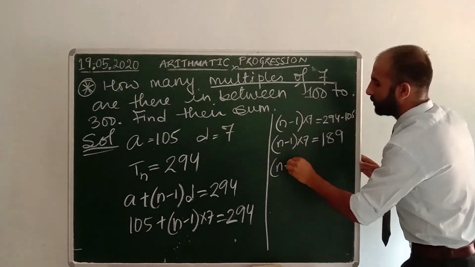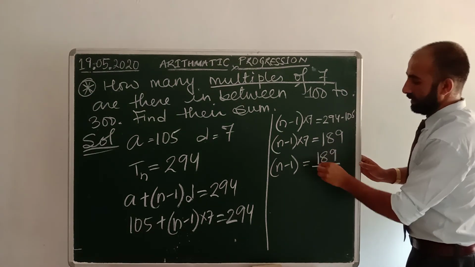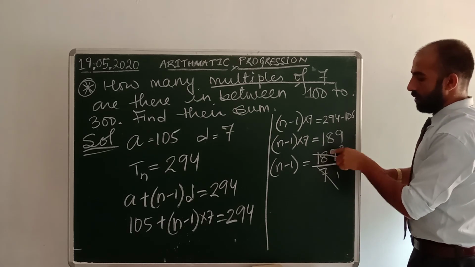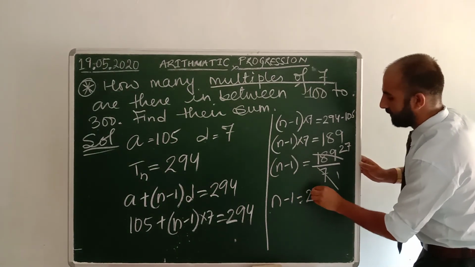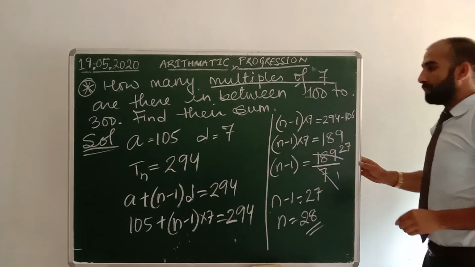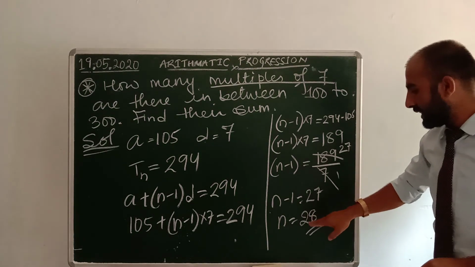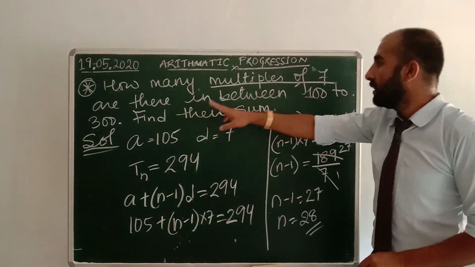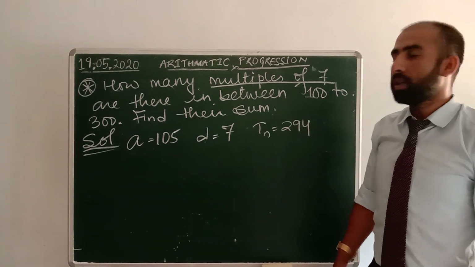Okay, n minus 1 is equal to 189 by 7. 7 ones are 7, 7 2s are 14, 4 left, 7 7s are 49. That is n minus 1 equals 27. That will give you n equals 28. That means we got the first answer. There are 28 numbers between 100 and 300 which are multiples of 7. So we got the first answer.